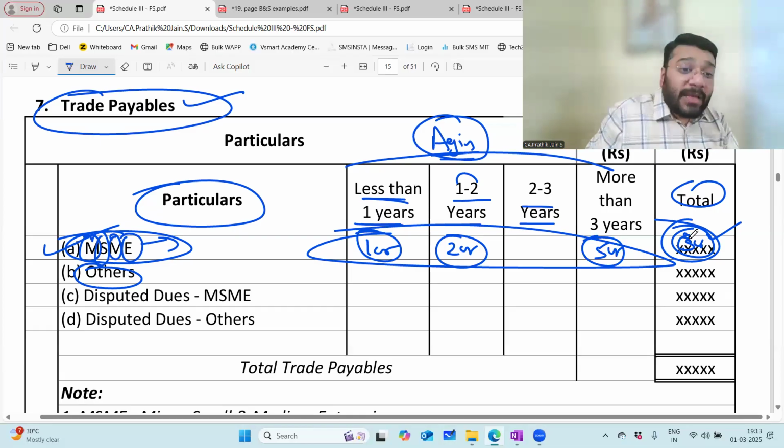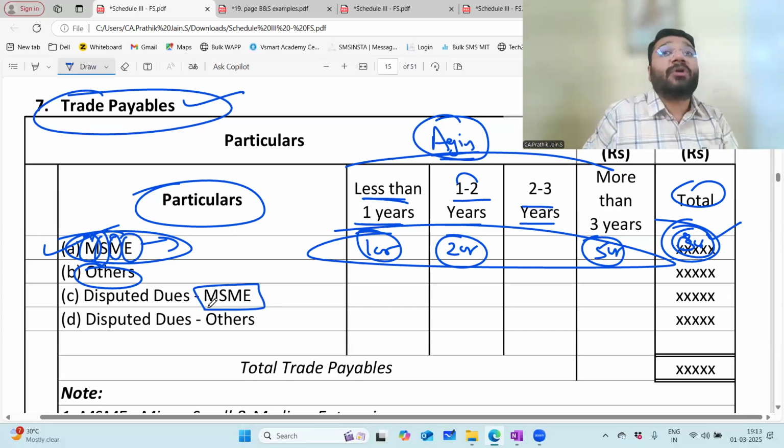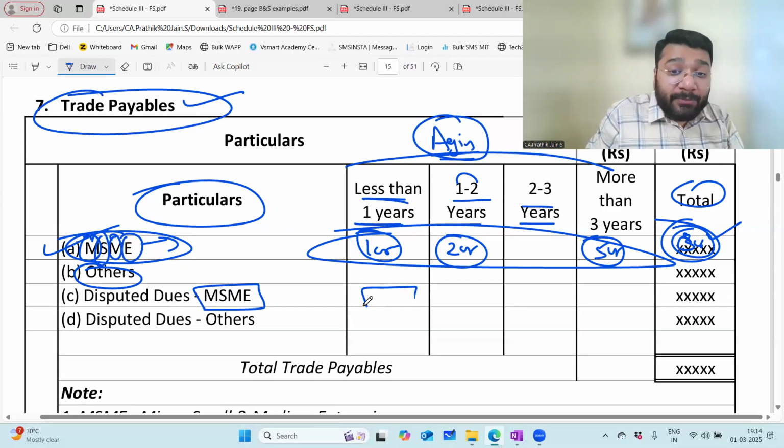Am I clear? Now, sometimes what happens, certain amount that you're supposed to pay to MSME could be disputed. Means what? I have to make the payment, but I've not made the payment because the case is pending in the court. So if there is any disputed amount, you have to show it in the disputed column.